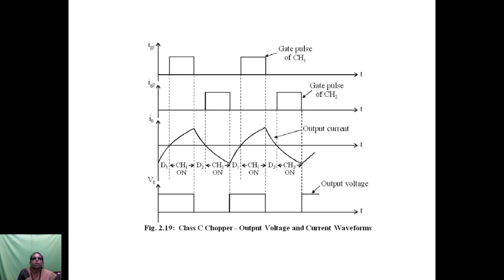In the waveform, the first one is the chopper 1 gate pulse waveform, and the second one is the chopper 2 gate pulse. I0 flows when D1 is conducting. When CH1 is also in the on state, the current attains the maximum value. Then D1 stops conducting and D2 conducts; when D2 stops and CH2 is on, the current decreases, and then D1 conducts again. This is the continuous current, and V0 is the output voltage waveform.